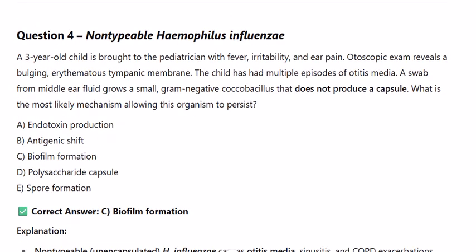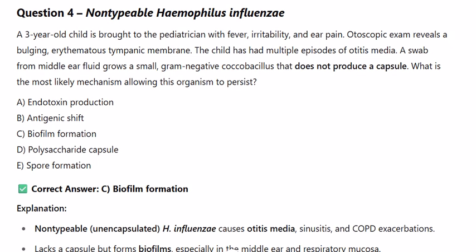Question 4. Non-typable Haemophilus influenzae. A 3-year-old child is brought to the pediatrician with fever, irritability, and ear pain. Otoscopic exam reveals a bulging erythematous tympanic membrane. The child has had multiple episodes of otitis media. A swab from middle ear fluid grows a small gram-negative coccobacillus that does not produce a capsule. What is the most likely mechanism allowing this organism to persist?